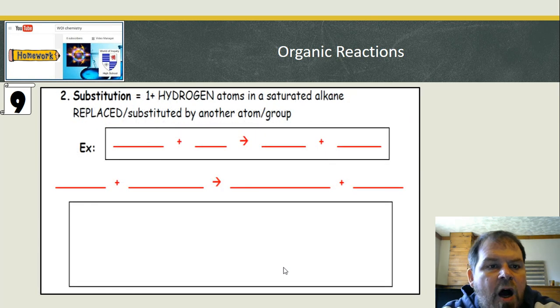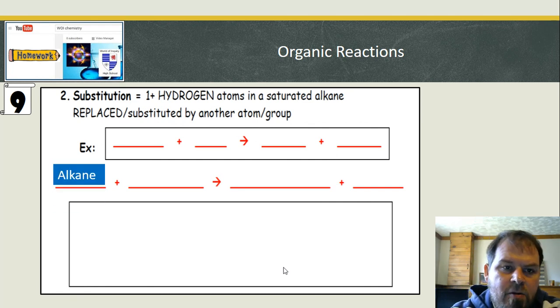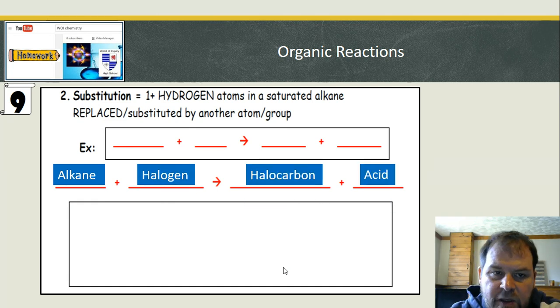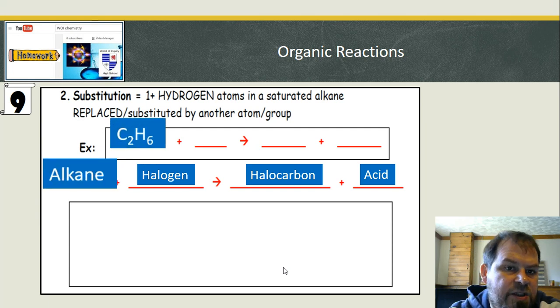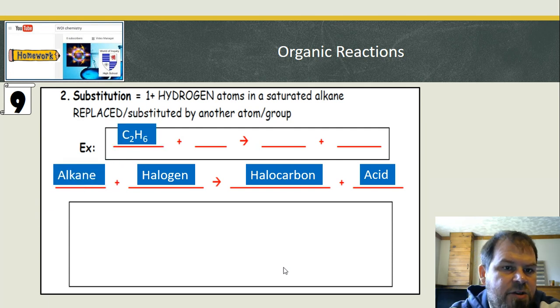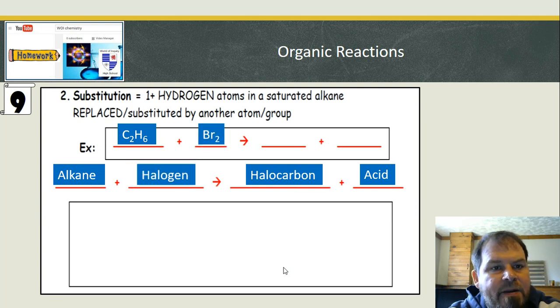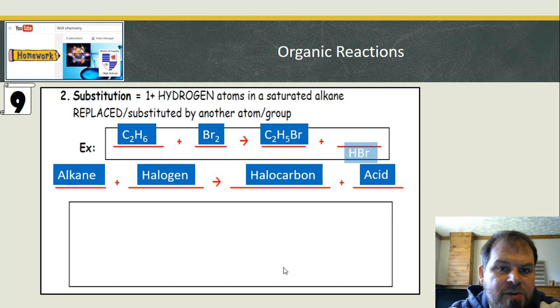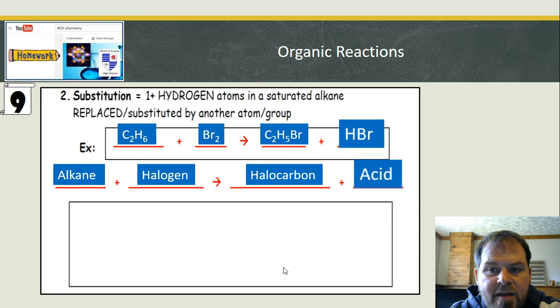Okay. Substitution, very similar, but substitution happens now with a single bonded alkane. So now substitution swaps. Now I'm going to make a halocarbon and an acid. So I'll give you an example. C2H6, 6 hydrogens because it's single bonded. Add on the Br2, and now what happens is the substitution. An H and a Br switch. So one Br goes onto the molecule, and then the H comes off and goes to HBr, making the acid.